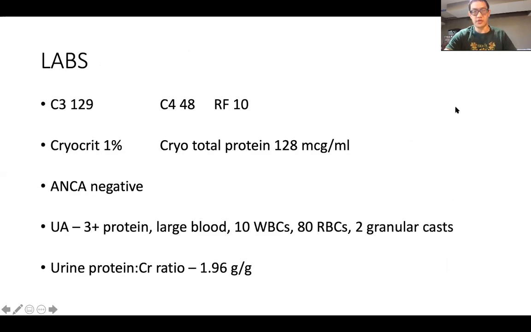So here's her serologic workup. You have normal complement levels. She has a cryo, but it's only 1%, ANCA negative. Her urine shows 3+ protein, large blood, 10 WBCs, 80 RBCs, 2 granular casts, and a urine protein to creatinine ratio of around 2 grams per gram.